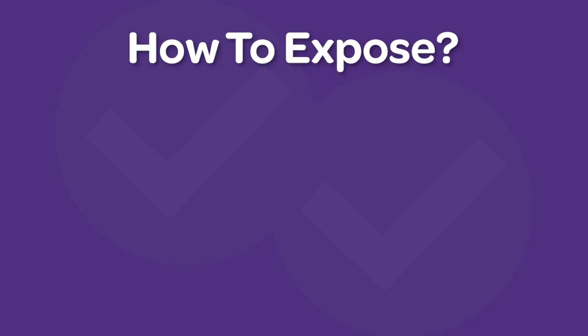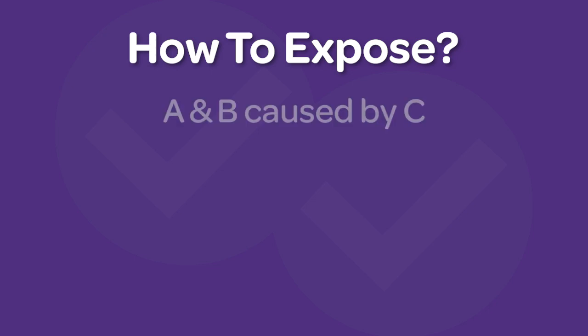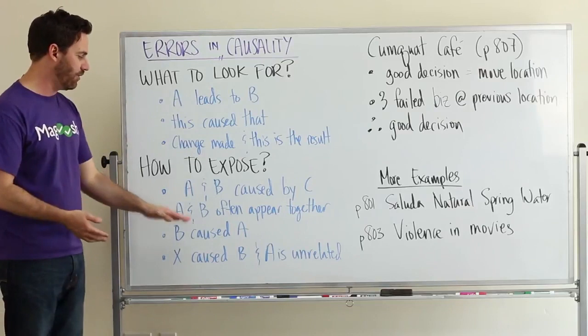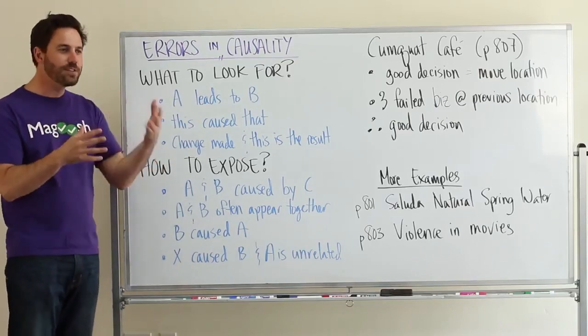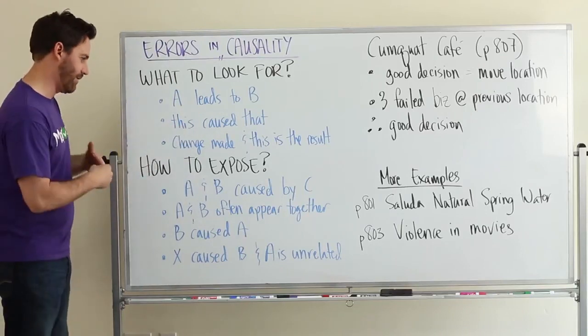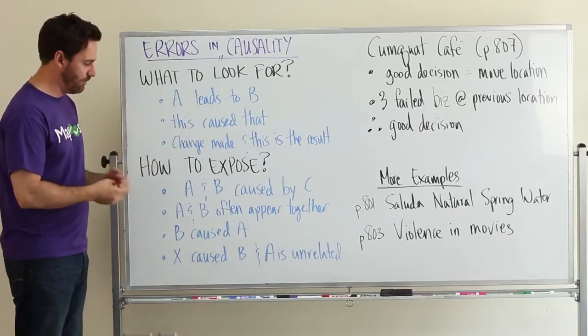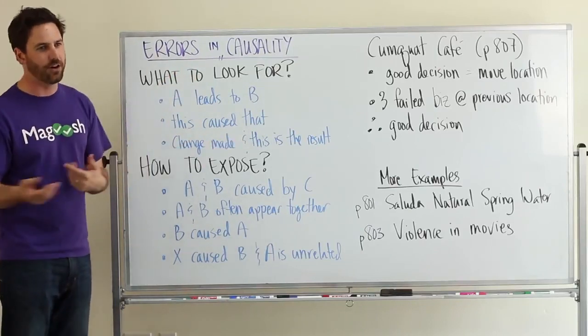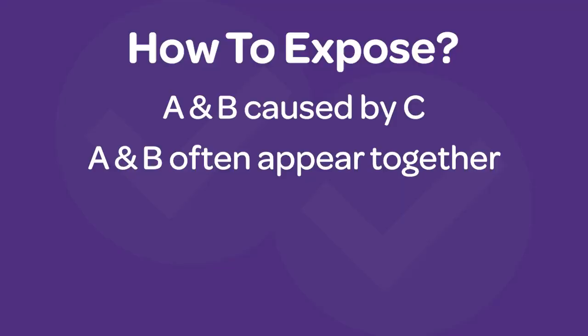So things you could talk about. You could say, well, A and B were actually caused by C. There's this other thing you didn't even know about that caused both of them. Or you could talk about how A and B often come together. They often appear at the same time. And this is when people talk about confusing correlation for causation, which is the common phraseology. People see two things that appear at the same time and they assume that one of them caused the other, when really they might just be correlated.